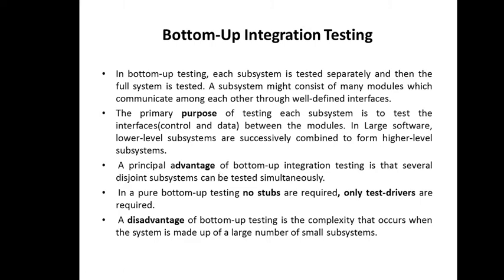The advantage is that several disjoint subsystems can be tested simultaneously, because say you have multiple branches which are further decomposed and multiple sub-branches are formed. So in parallel you can start with these subsystems separately and at the end finally combine them together. So this is a basic advantage.